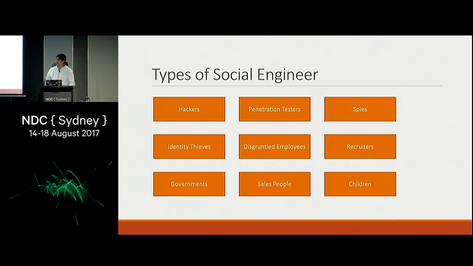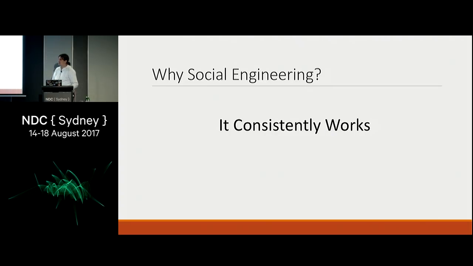We talked about the different types of social engineers that are out there, ranging from your more typical hackers, your legitimate penetration testers, through to all these different types of people, including recruiters. They're one of my hated ones. So why social engineering? Again, it consistently works. It's very easy to do. It's generally easier to try and get information out of someone than it is to try and break into their network.